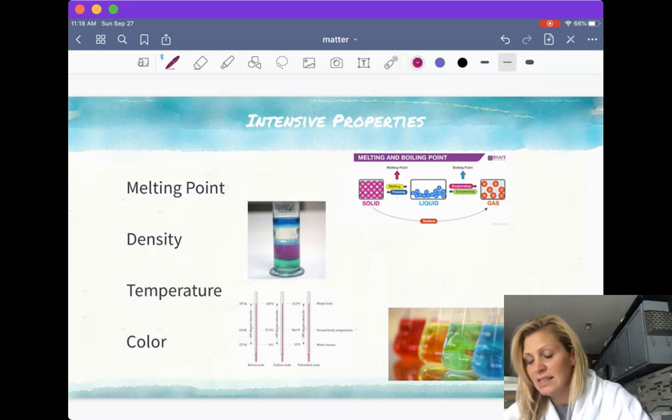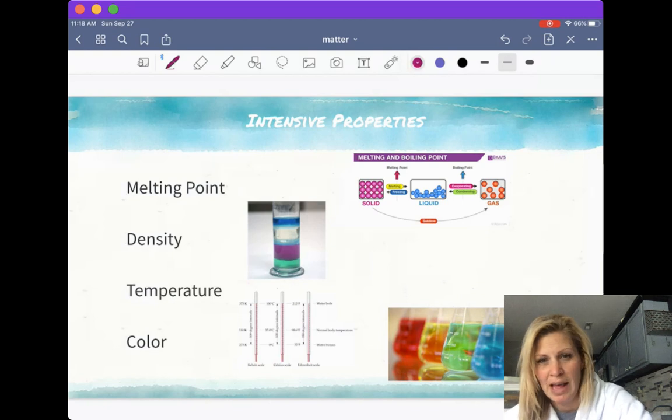But intensive properties are really important in the chemistry lab because they're properties that we can use to identify an unknown substance. So where we can't use extensive properties to determine an unknown, we can use the intensive properties to determine the unknown.